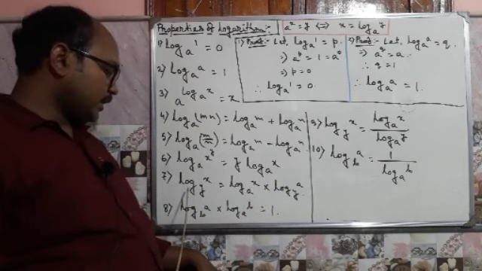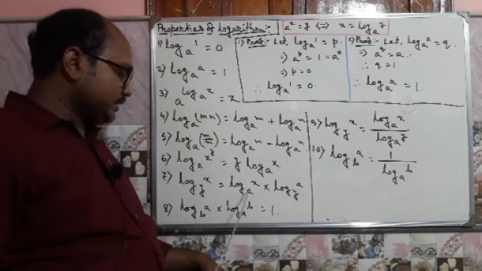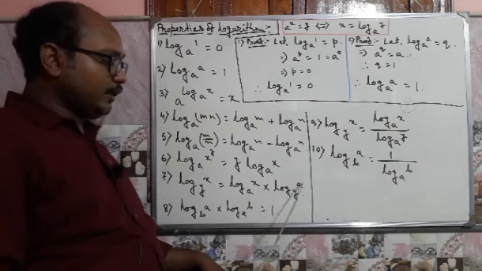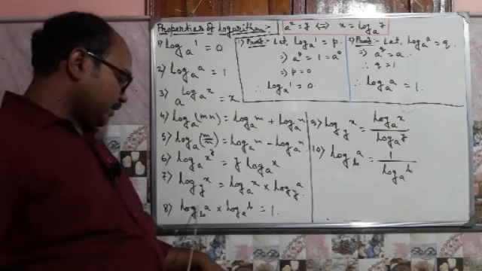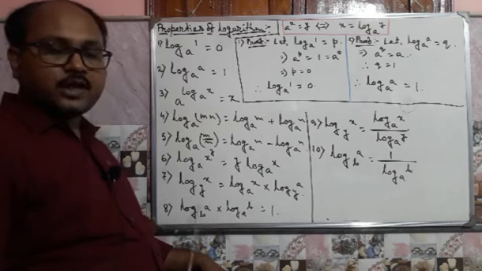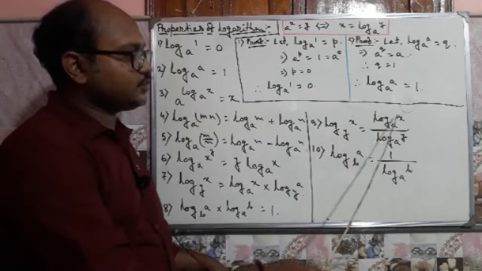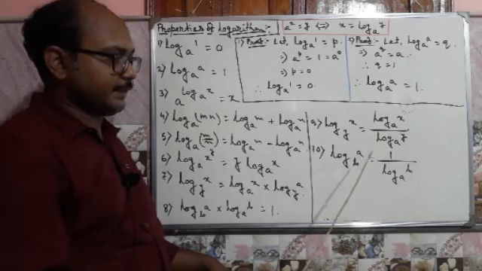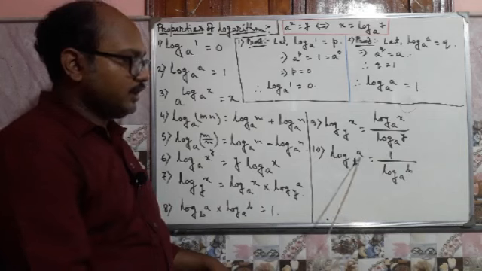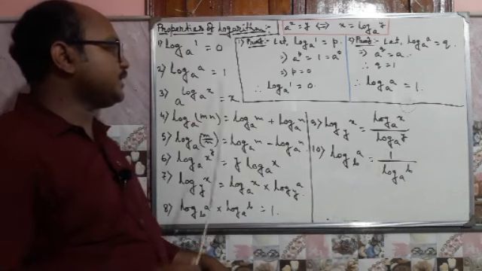Next property: log x to the base y, if we want to change the base, can be written as log x to the base a into log a to the base y. Next property: log a to the base b into log b to the base a, the product is equal to 1. Then log x to the base y can be written as log x to the base a by log y to the base a, and log a to the base b is equal to 1 by log b to the base a; here these two interchange. All these properties you can prove.